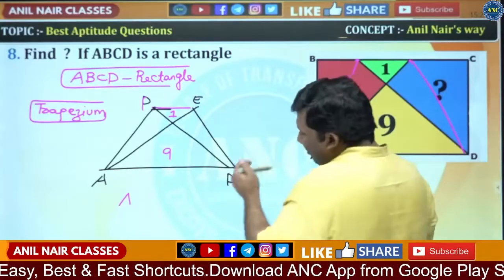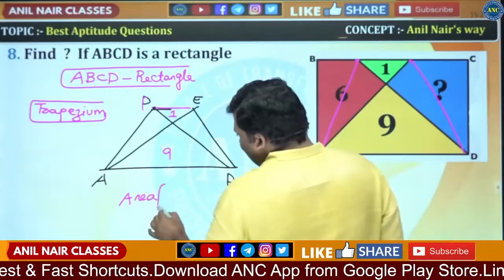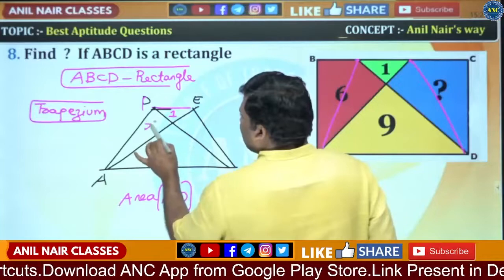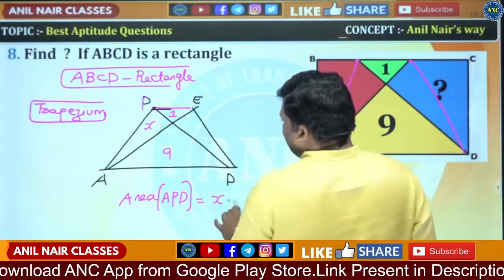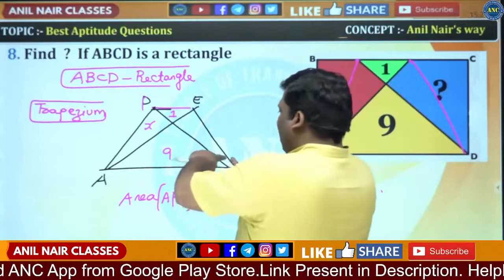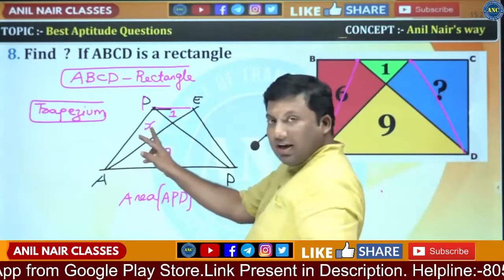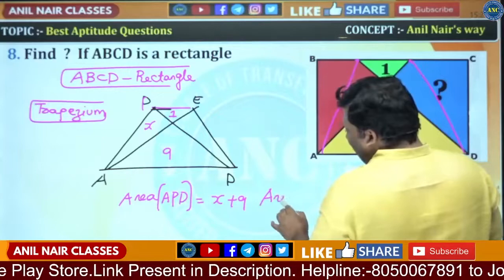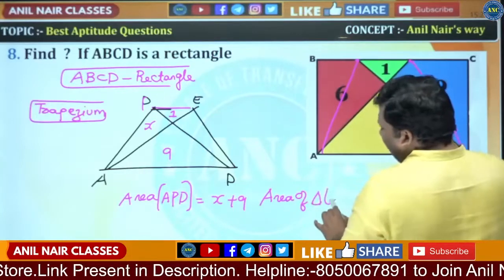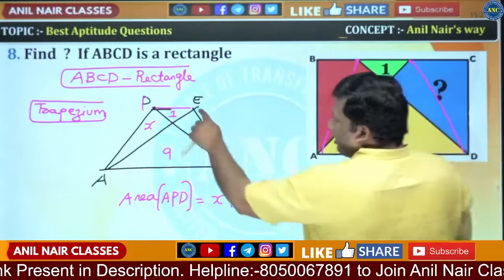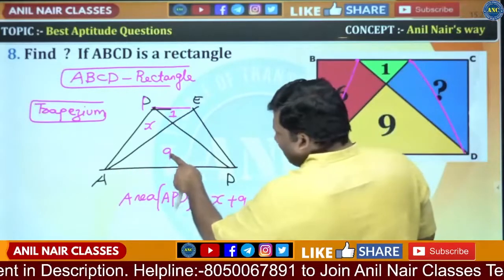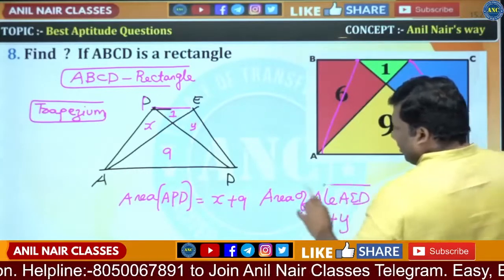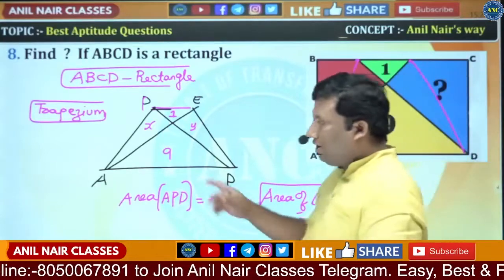Listen carefully, sir. The thing which comes to my mind is the area of triangle APD. The area of triangle APD is X plus 9. Are you all with me? Area of triangle APD is this area plus this area. If I take the area of triangle AED, this one is 9, and let me call this Y. So the area of triangle AED is 9 plus Y, and the other is 9 plus X.